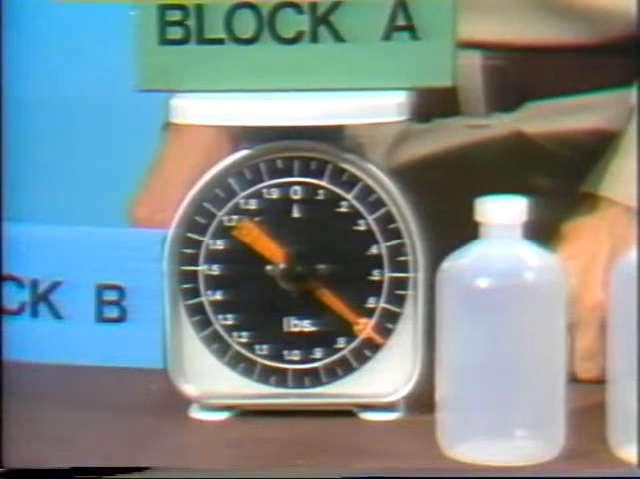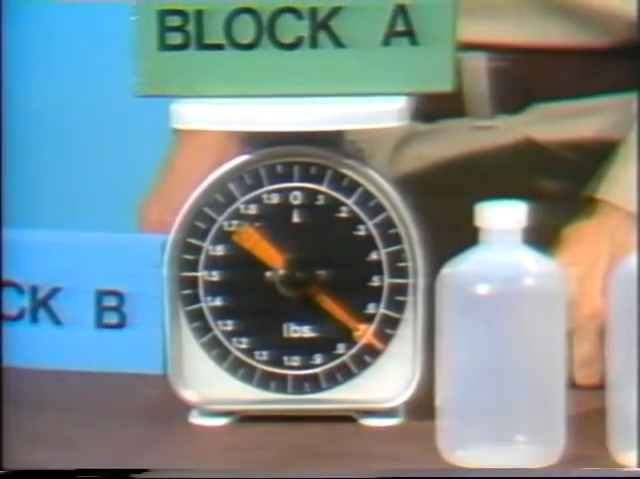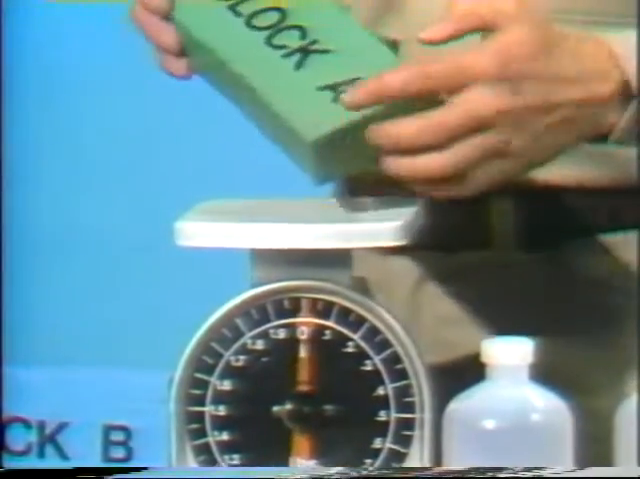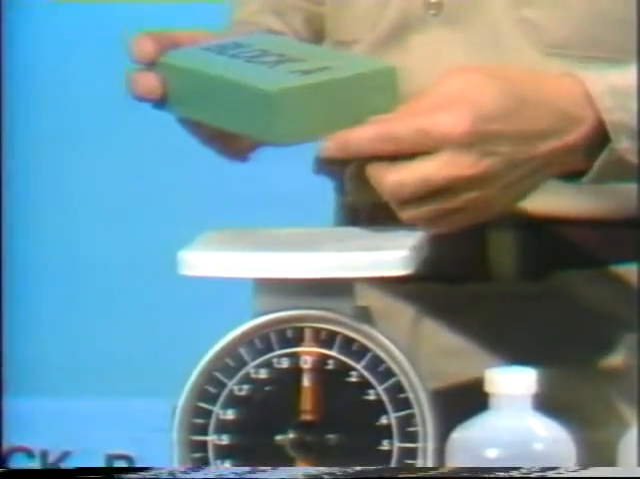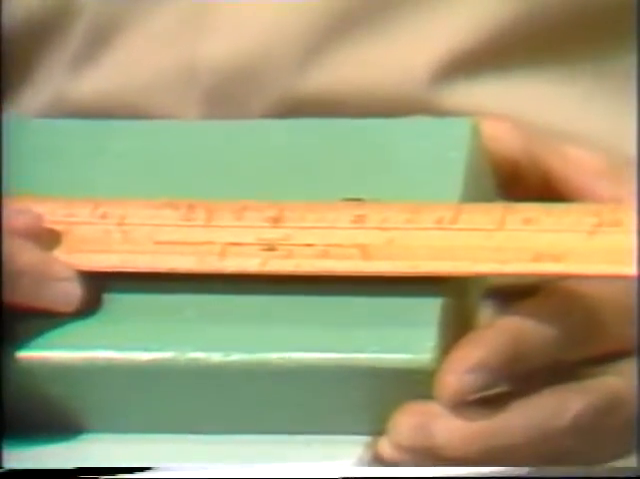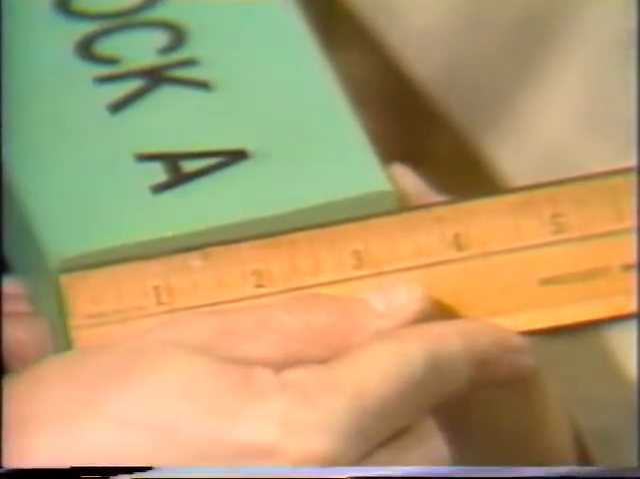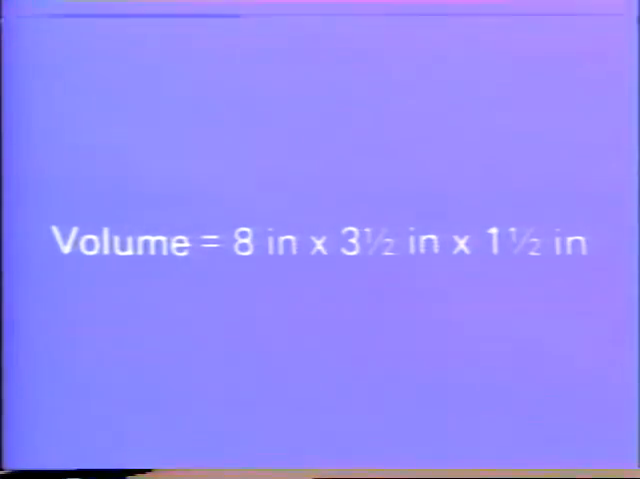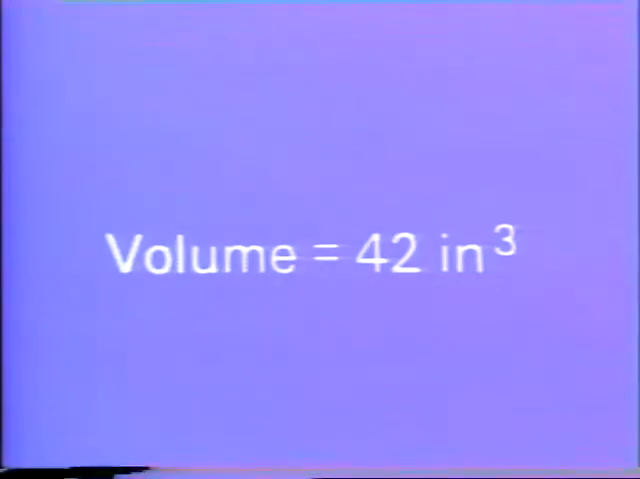Well, now we have to calculate volume. As you know, the volume of an object is equal to its length times its width times its height. Now we can measure the dimensions using a ruler. It's 8 inches long, three and a half inches wide, and 1.5 inches high. Now we multiply these together and we find that the volume of the object is 42 cubic inches.